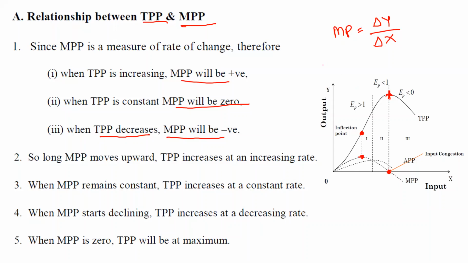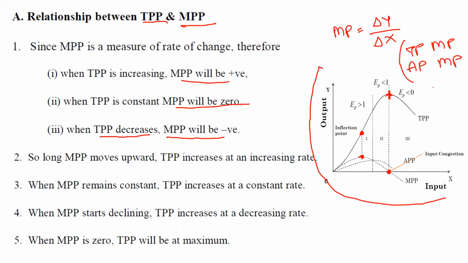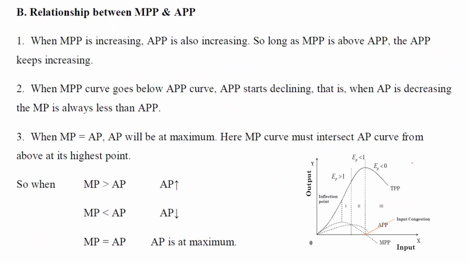Just if you remember this graph, you can tell the relationship between total product and marginal product, average product and marginal product. So to remember this, you have to remember this graph. Next is the relationship between marginal product and average product. Now when marginal product is increasing, average product is also increasing.